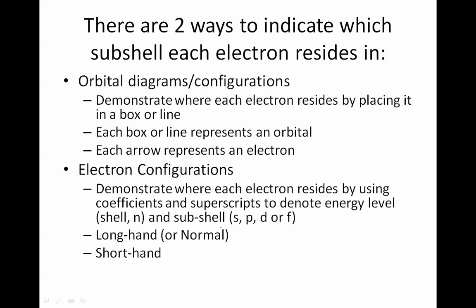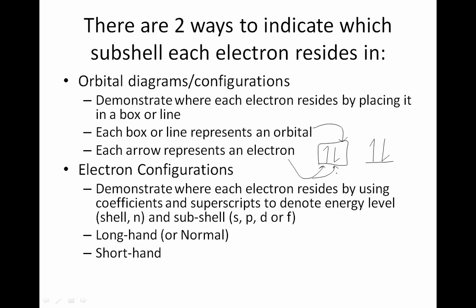They demonstrate where each electron resides by placing each electron in a box or in a line. Each box or line represents an orbital, so that can be either the spherical shape, the dumbbell shape, or the clover shape. And each arrow, we're going to draw arrows within each box or each line, and each arrow represents an electron. Additionally, the upspin versus the downspin will represent either counterclockwise or clockwise. So note that each box represents an orbital, and each arrow represents an electron. And so these are called orbital diagrams.